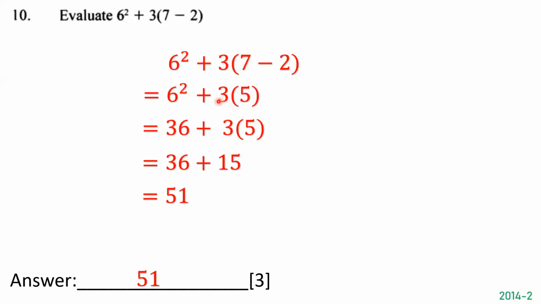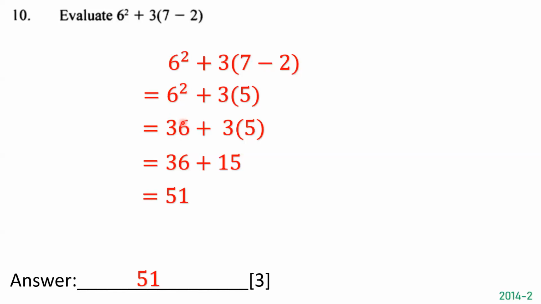You notice that these are close to each other. That implies, or that means multiplication. So we have 6 squared plus 3 times 5. What are we going to do? Of course, we're going to do the exponents first. So 6 squared is definitely 6 times 6, and 6 times 6 is 36. And so that's how we get the 36 here.